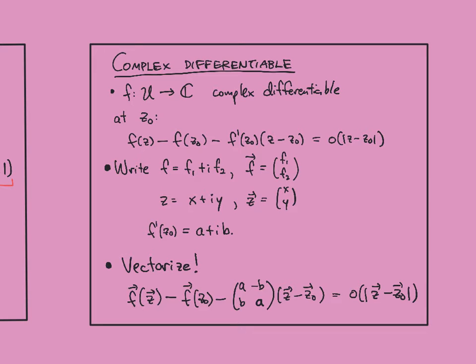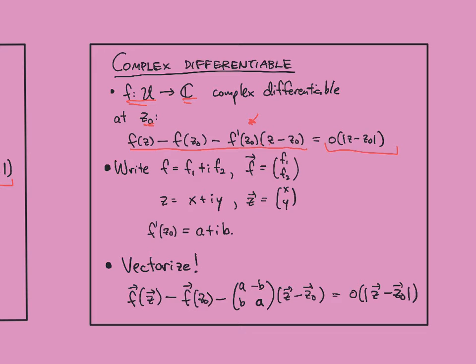Now let's compare this to complex differentiable. So recall that f on U mapping into the complex plane is complex differentiable at Z0 if we have this linear approximation, but now it's a complex linearity, so I use a complex number and complex multiplication, and this linear approximation is little o of the difference.